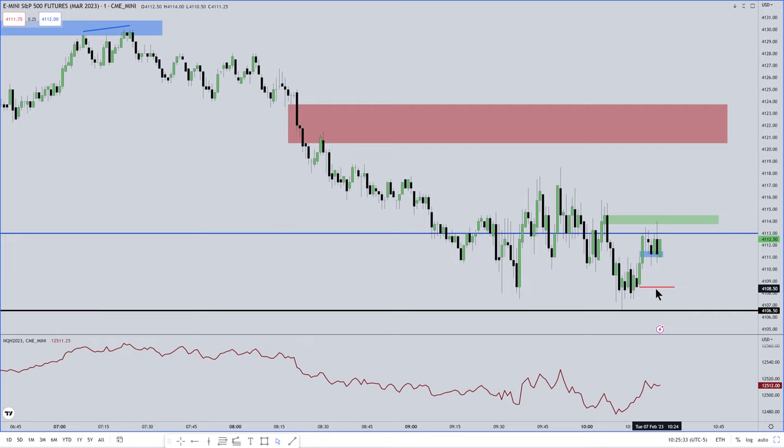I'd like to see it run from here. It doesn't necessarily need to trade back down here. I would like it to not do it though. But if it hit it, I would expect it to react and go to the buy side there.